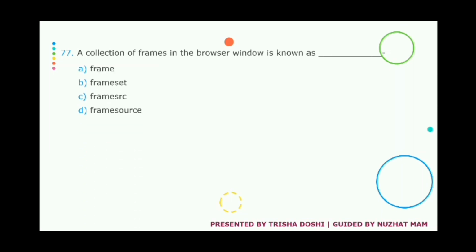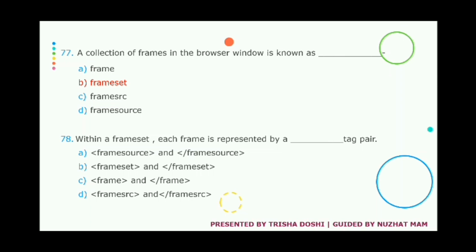Frame tag pair. Question 77. A collection of frames in the browser window is known as dash. A. Frame, B. Frame set, C. Frame src, D. Frame source. The correct answer is B. Frame set. Question 78. Within a frame set, each frame is represented by a dash tag pair. A. Frame source tag pair, B. Frame set tag pair, C. Frame tag pair, D. Frame src tag pair. The correct answer is C. Frame tag pair.